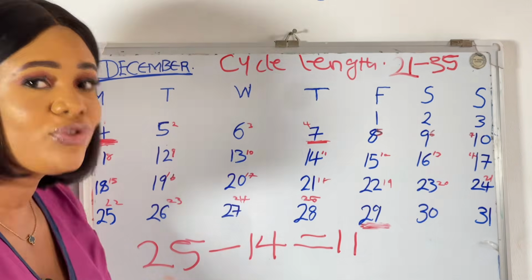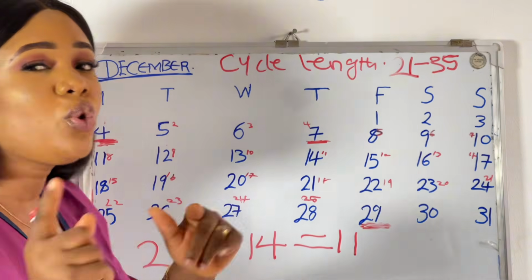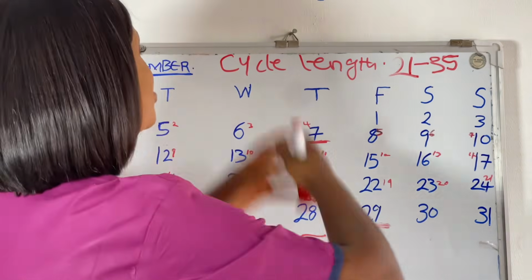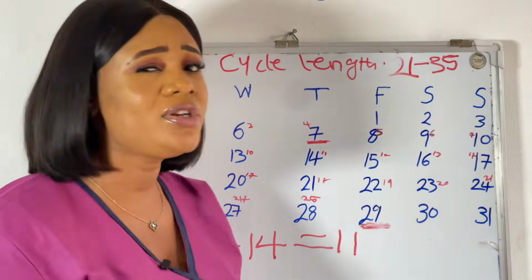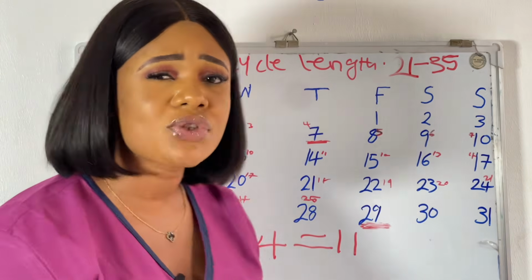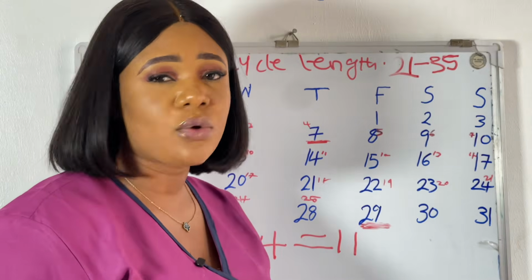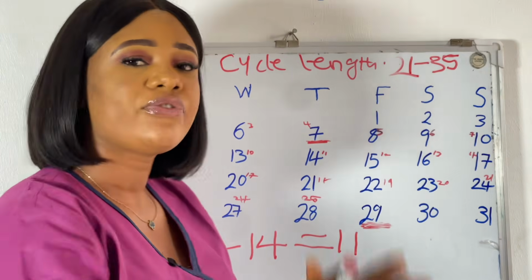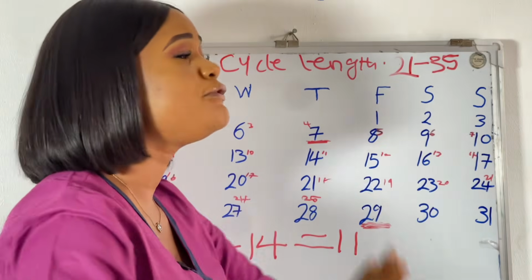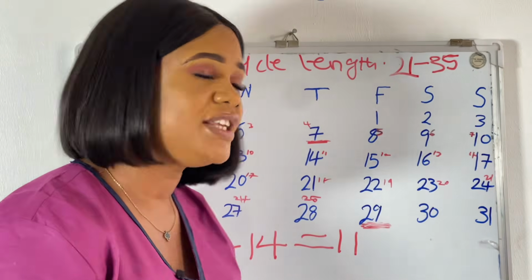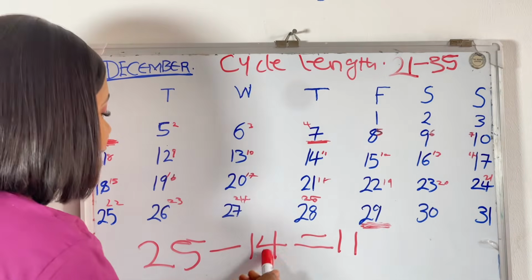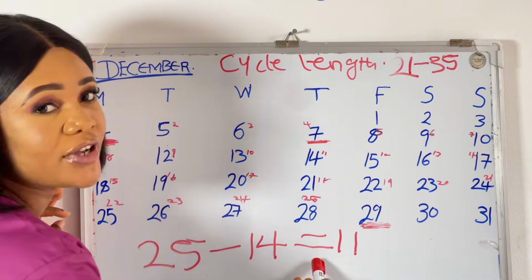So don't let me come again. I said to calculate the ovulation day, you are going to be subtracting 14 days from your cycle length. If you're having a 21-day cycle length, you are subtracting 14 days from that 21. If you're having a 22-day cycle length, you are subtracting 14 days from that 22. If you're having a 23-day cycle length, you are subtracting 14 days from that 23 days. Now I have a 25-day cycle length, so I subtracted 14 days from 25 and I have 11.